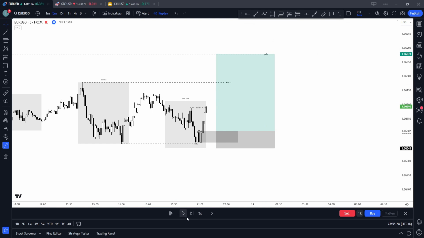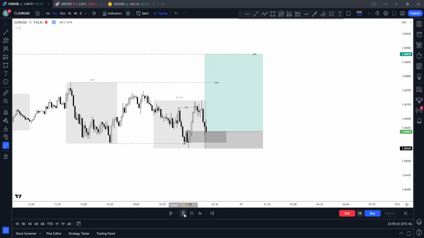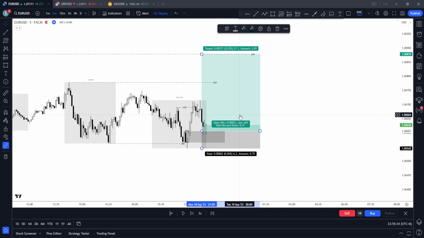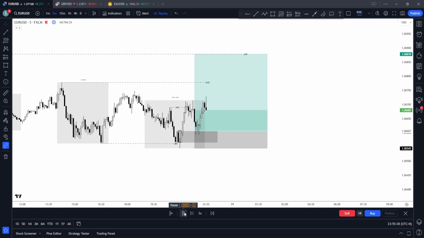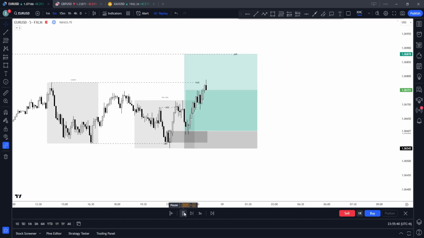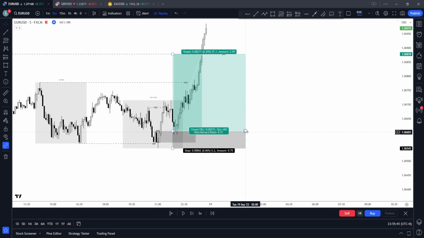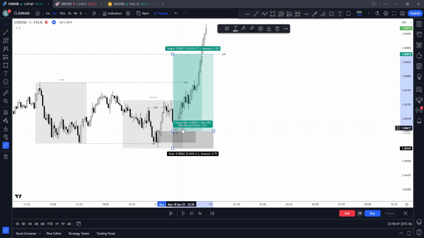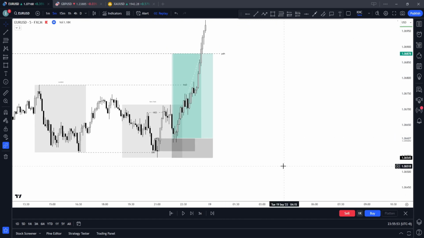Let's see what will happen to the market. We have an entry hit. Here we have our take profit area. That's a 4.37 risk reward ratio. So we'll go ahead and look for another example.